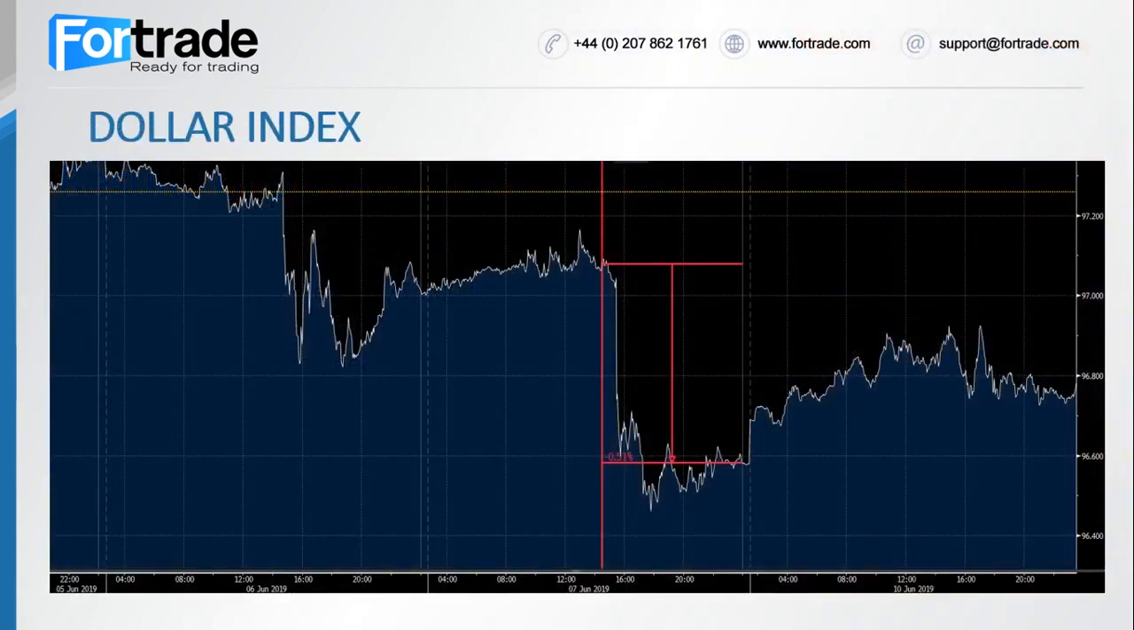Following the publication of the release on June the 7th, the dollar fell by 0.51% by the end of trading, as you can see on this slide. The NFP result itself was very poor, and despite the in-line with expectations unemployment figures but slightly better than expected average hourly earnings, the dollar fell.